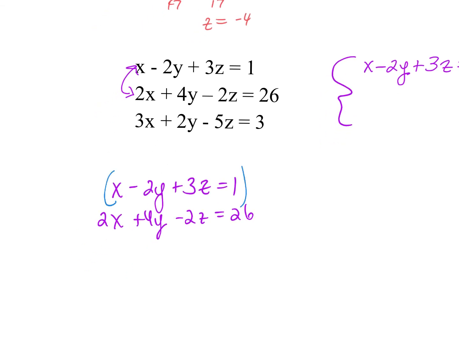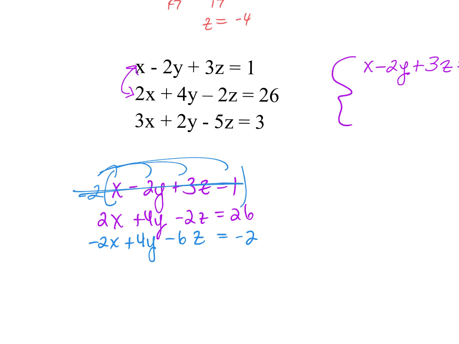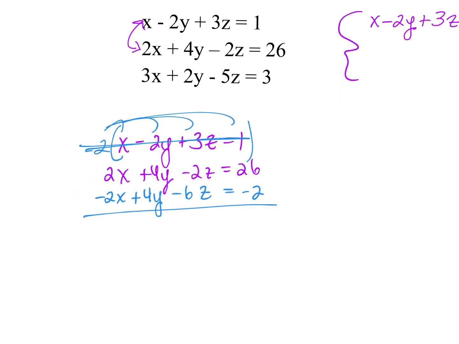And what am I multiplying this top equation by so my x's will cancel out? Negative 2, good. We're going to go all the way through. So negative 2x, negative and negative is positive 4y, minus 6z equals negative 2. So my x's cancel. 4 plus 4 is 8y. What's a negative 2 and a negative 6 going to give me? Negative 8z equals, what's 26 minus 2?